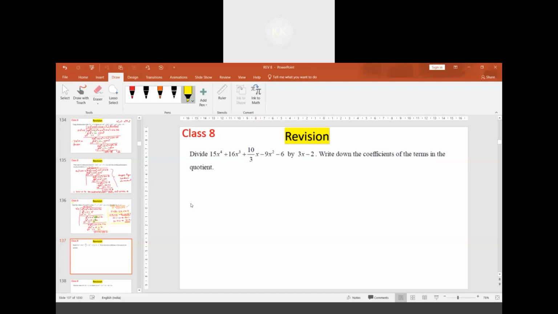Will you try this? Yes, sir, we'll try here only. Keep trying now. I'll solve it simultaneously in class, then we will discuss. Don't try to see whatever I have written and copy it. Don't do that.